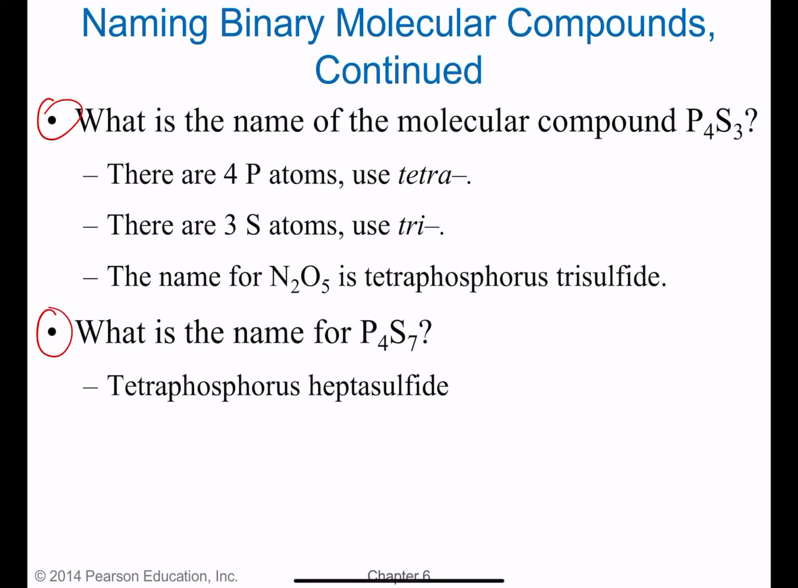So what's the name of this molecular compound? So we've got P4S3. So P is phosphorus, S is sulfur. The phosphorus is going to get no name change, so that's why we just have the phosphorus here, but there's 4 of them. So we're going to use the tetra prefix. Sulfur is the second element in this compound, so sulfur is going to become sulfide, and there's 3 of them, so we're going to use tri. So tetraphosphorus trisulfide is the proper name for this.